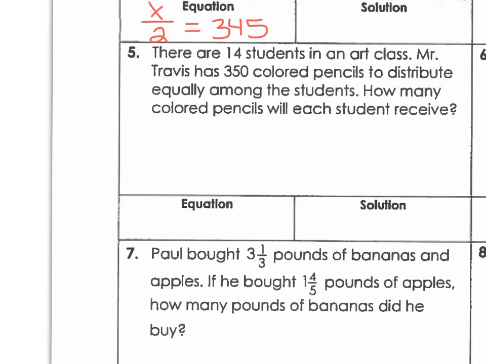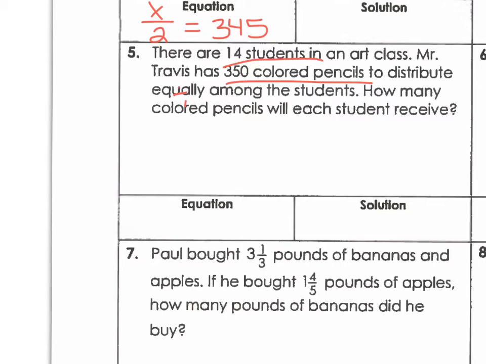All right, number 5, we have 14 students in an art class. Mr. Travis has 350 pencils to distribute. So 14 kiddos and 350 pencils. Now distributing equally, oh man, that makes me think division, but we got to be careful. How many color pencils will each student receive?